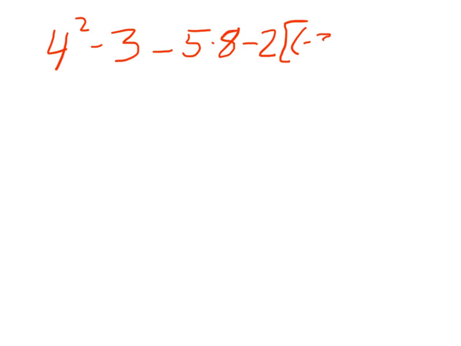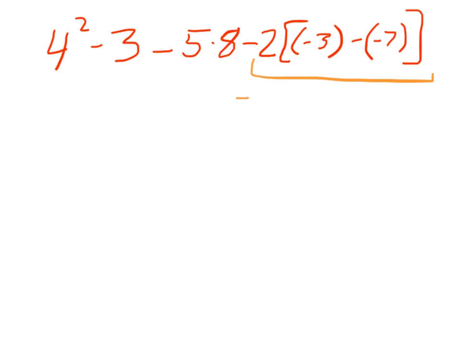So here we go. 4 squared minus 3 minus 5 times 8 minus 2 parenthesis negative 3 minus negative 7. Okay, so that's a big mess. So you've got to go order of operations on this thing. Please, let's start with parentheses, please. So let's deal with this over here. That's my big mess in parentheses.